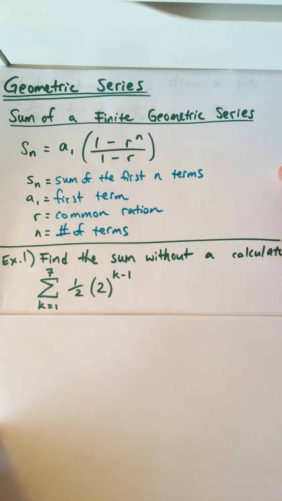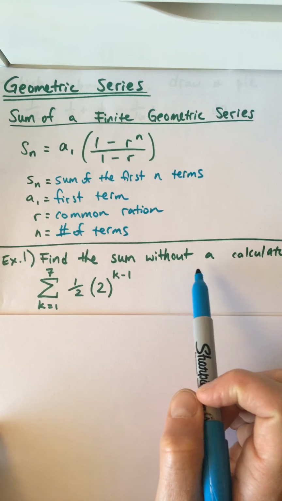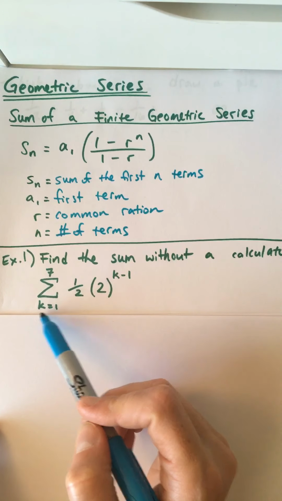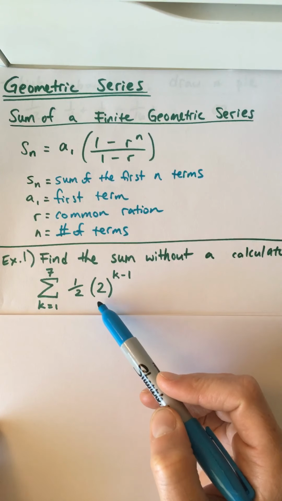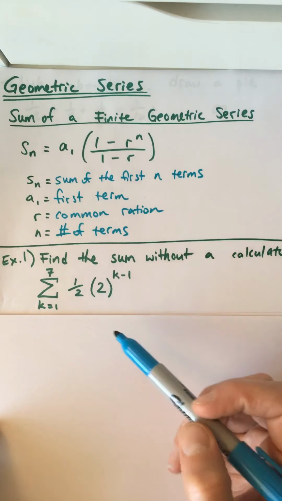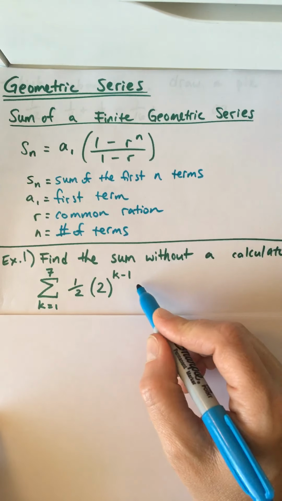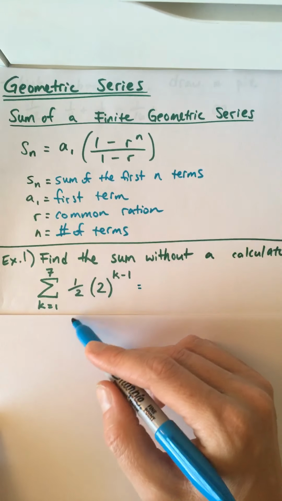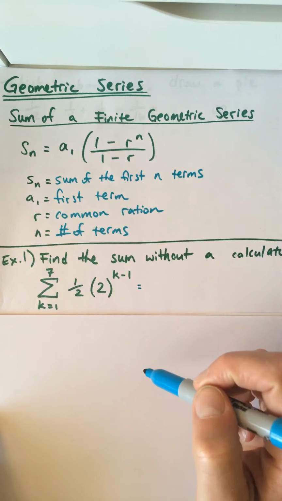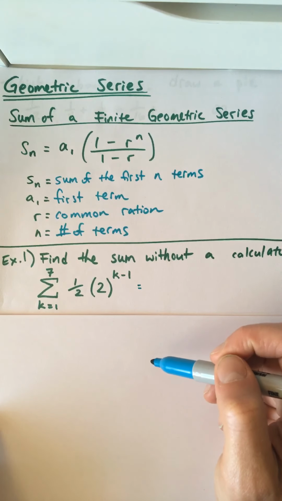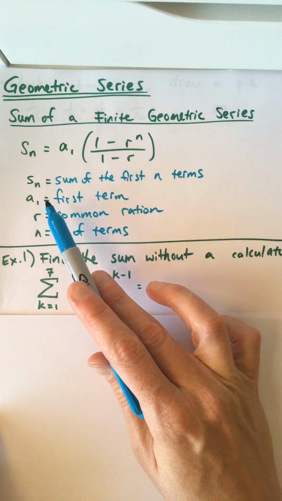Let's take a look at this example. We want to find the sum without a calculator. We're finding the sum from k equals 1 to 7 of 1/2 times 2 raised to the power of k minus 1. Well, the long way to do this without a calculator would be plugging in 1 and then plugging in 2 and then plugging in 3 and then adding those all together up to 7. But that's going to take a really long time. So instead of doing it the long way, we can use the formula.